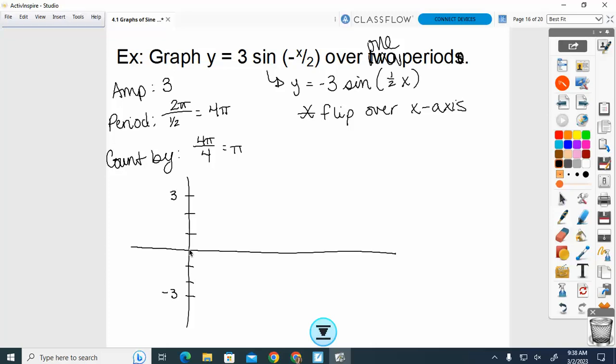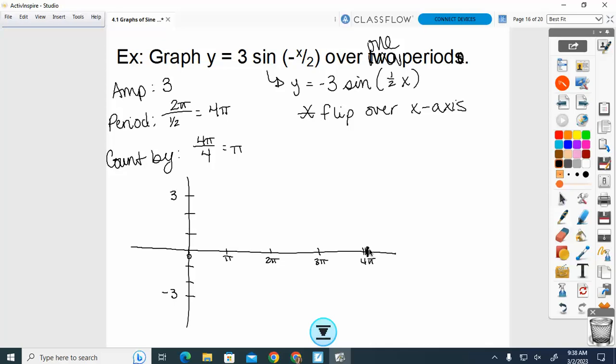We're counting by pi. So 0 is my first point. 1 pi. 2 pi. 3 pi. 4 pi. And try to make sure those are spaced evenly as best you can.